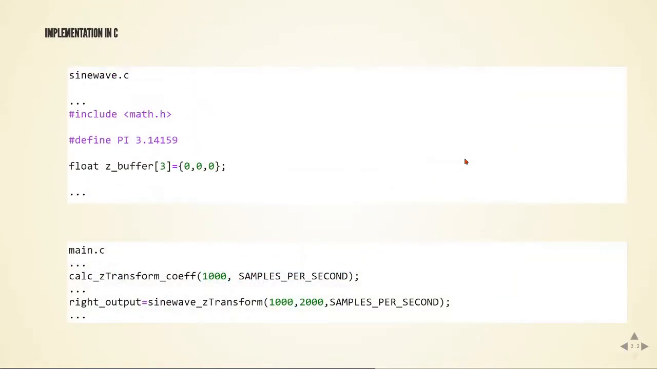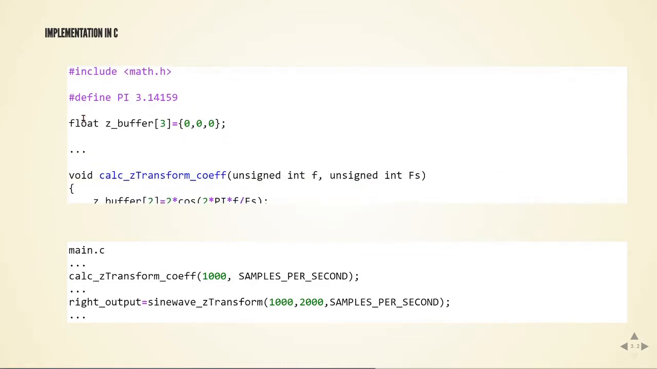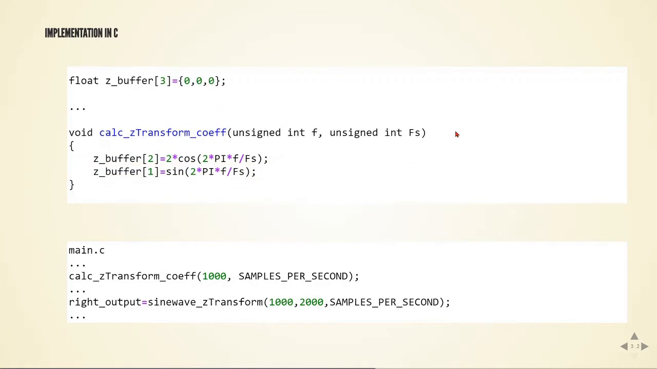This can also add more complexity and demand more processing time, so we need to be aware of this. Here I'm defining what I'm calling z buffer. This will store the y0, or y n minus 2, and this is y n minus 1, and this will be the coefficient a. So now we have a function to calculate these coefficients. This is our coefficient a, and this is our coefficient n minus 1.